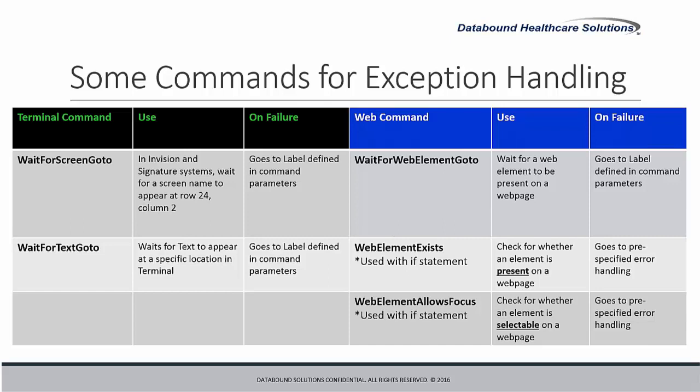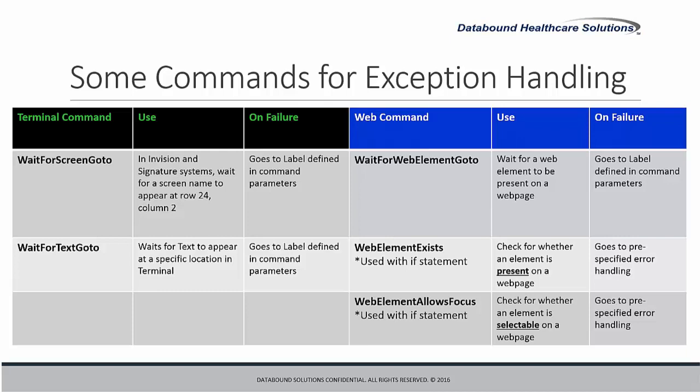For web commands, the first one, and the one you'll probably use most frequently, is wait for web element go to. What it does is, when you load a new screen, it waits for a web element to become active. So for example, if I was logging in and my next screen had a button that I wanted to click, I'd look for that button to become available. And if it didn't become available, I would know that I didn't hit the right web page. So on failure, this command goes to a label defined in the command parameters.